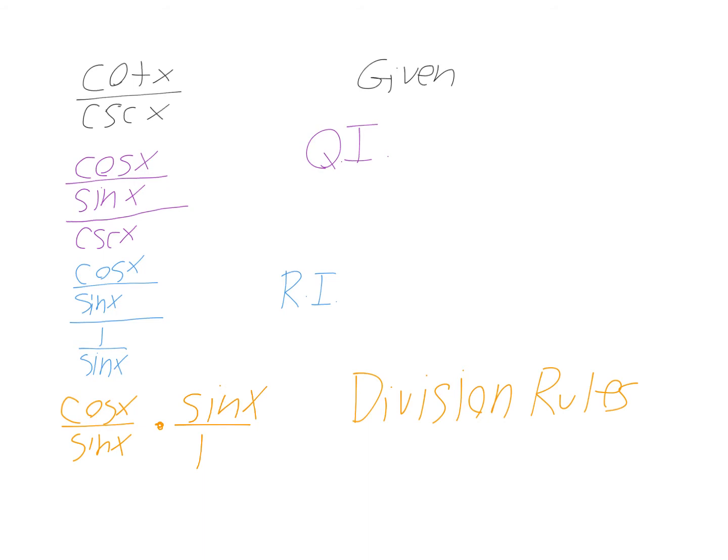Now we see that I have in my numerator a sine x and my denominator a sine x. So I can cancel them out. And that leaves me with just cosine of x, thanks to simplification.